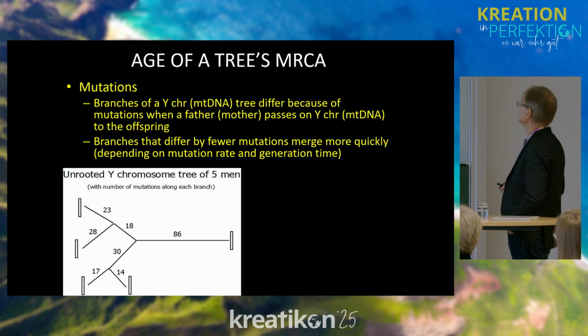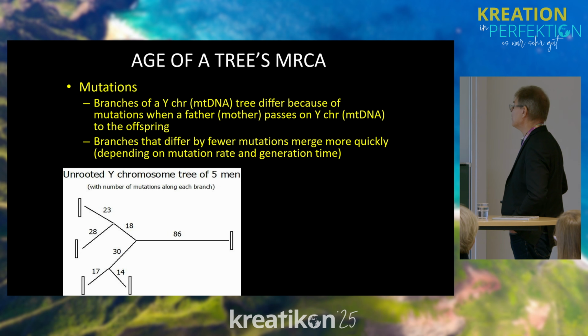When a father passes on the Y chromosome to his son, or the mother passes mitochondrial DNA to her daughter. Branches that differ by fewer mutations merge more quickly, and how quickly depends on the mutation rate and the generation time. So here we have an example.